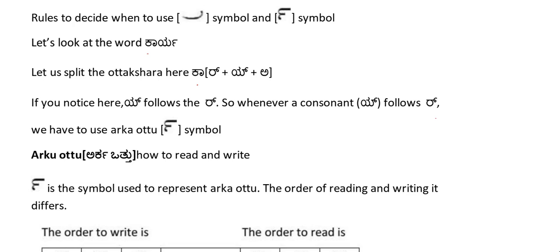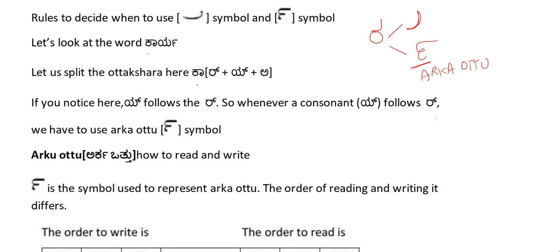This is a continuation of our Ottakshara series. In the beginning, when I was explaining the Ottakshara symbols for all the consonants, I had mentioned that Ra has two symbols. One symbol is like a half moon, and the second symbol is like this. This symbol has a name, the Arka Ottu.